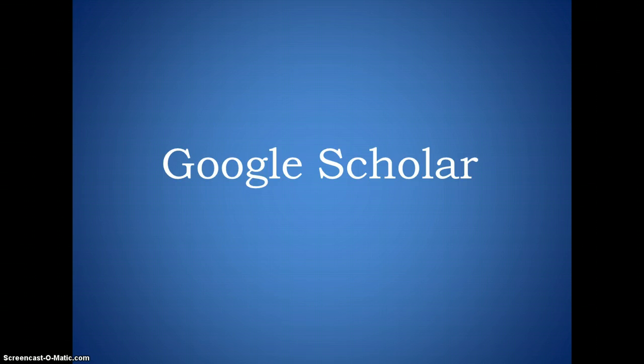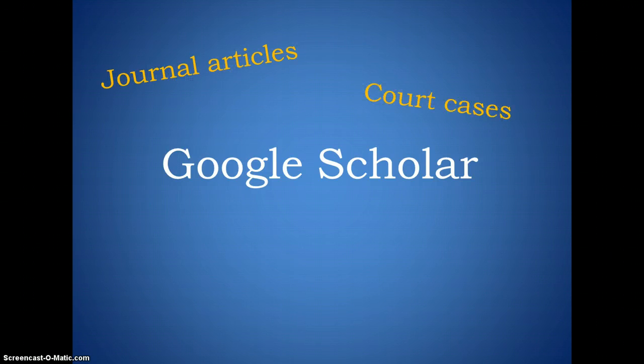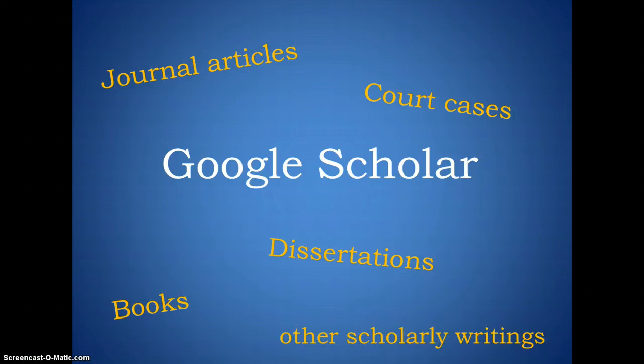First of all, what is Google Scholar? You know about searching for just Google images and searching for just Google books. Well, Google offers another specialized search engine in which you can search for just academic resources called Google Scholar. It includes journal articles, court cases, dissertations, books, and other scholarly writings.